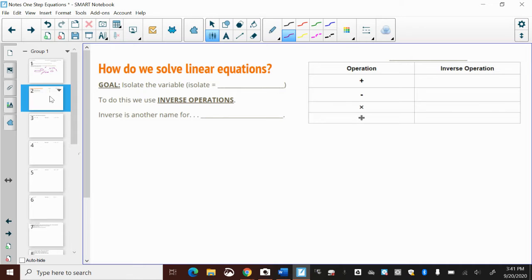All right. How do we solve linear equations? What's our goal? Our goal is to isolate, which really means get alone. How do we do this? We do this by inverse operations. Inverse is another name for opposite. So what would be the inverse of adding? The inverse of adding would be to subtract. The inverse of subtracting would be to add. The inverse of multiplying would be to divide. And the inverse of dividing would be to multiply.